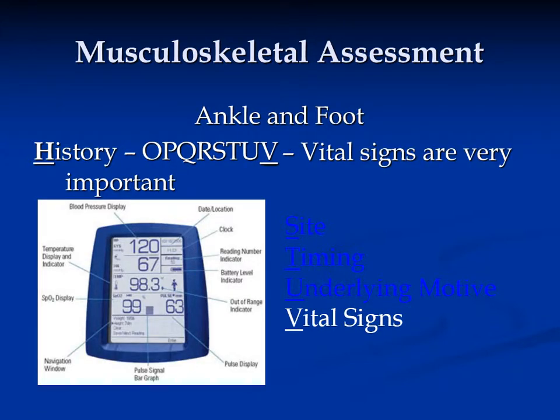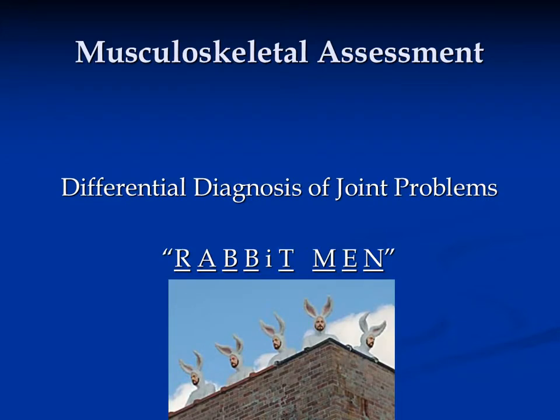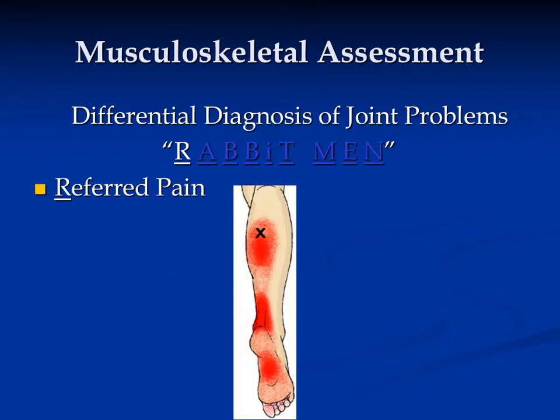And of course, it's important to get vital signs: temperature, pulse, respiration, height, weight, and blood pressure. As in every module, in our differential diagnosis of joint problems, we use the mnemonic RABBIT-MEN. We want to make a determination if this is referred pain.